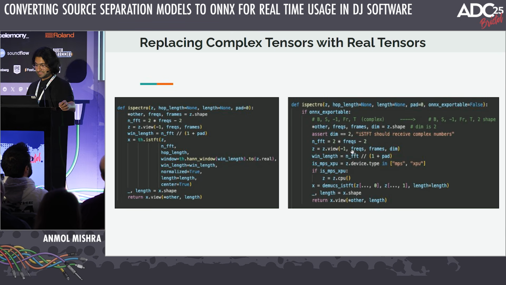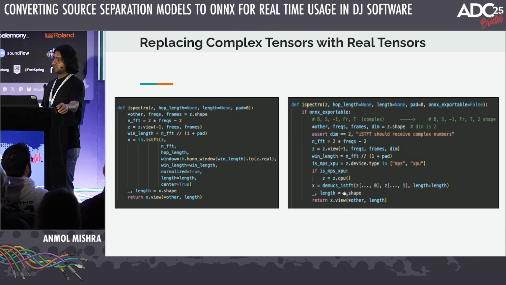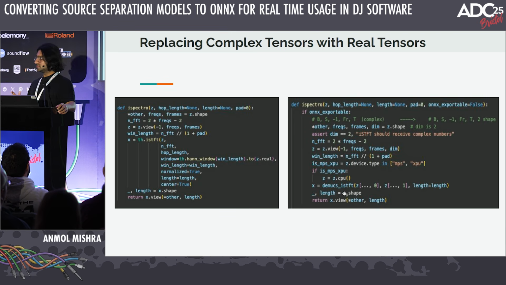And getting the same behavior down, where once you do the ISTFT, you do it on these complex and real parts separately. And you get the final waveform out. So just by rewriting these 2 operations, we were able to make the original Demucs code exportable.